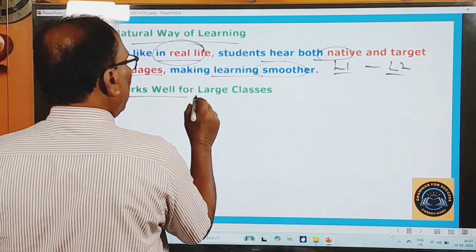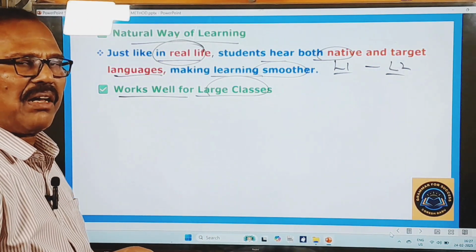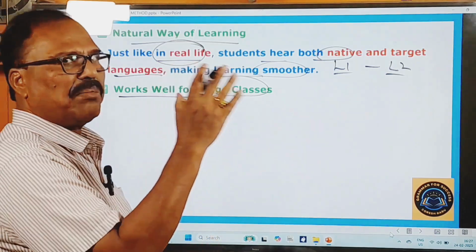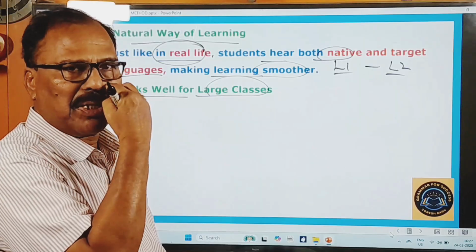Works well for large classes. So this bilingual method works wonderfully well for large classes. Say the direct method is there. It doesn't work for large classes. And the grammar translation method is also there.